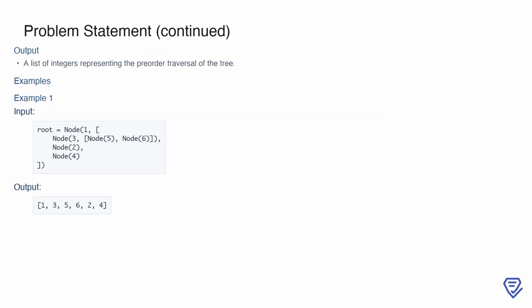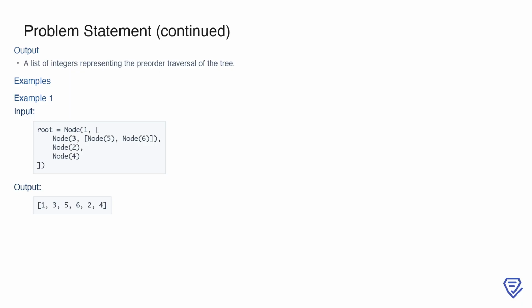The output of this problem is a simple list of integers that represents the values of the nodes visited during the preorder traversal. To make this clearer, let's look at an example. Imagine we have a tree where the root node has a value of 1, and it has 3 children, 3, 2, and 4. The node with value 3 has 2 children, 5 and 6.